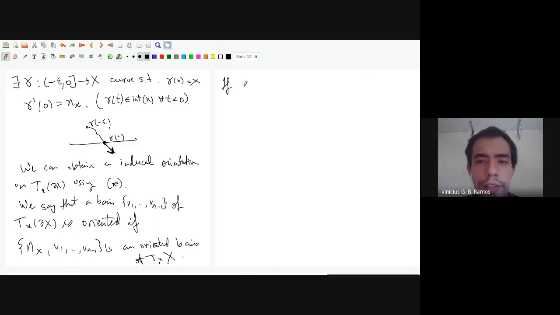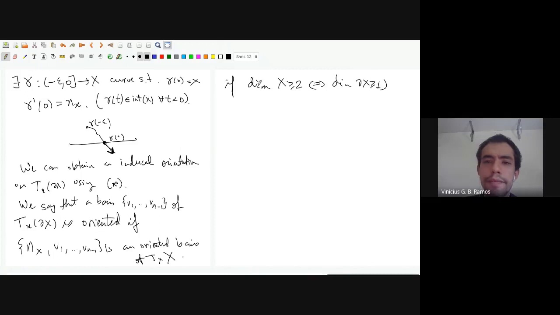This makes sense if the dimension of X is bigger than or equal to 2, which is the same as the dimension of the boundary of X being at least 1. Let me give an example before talking about dimension 1, which is actually the most important one.